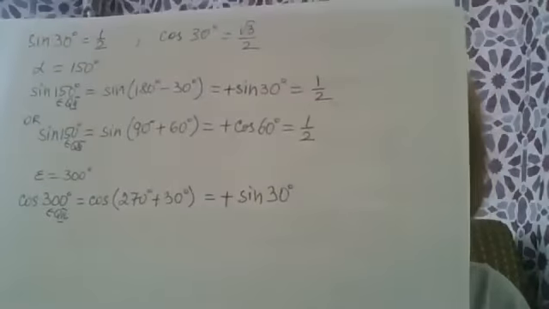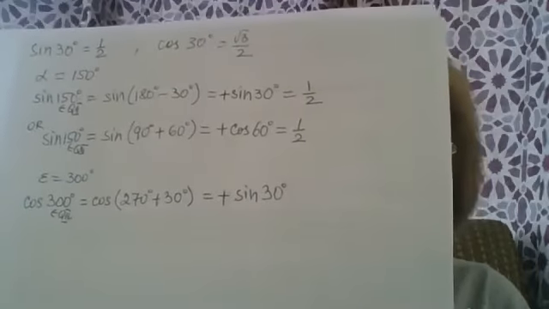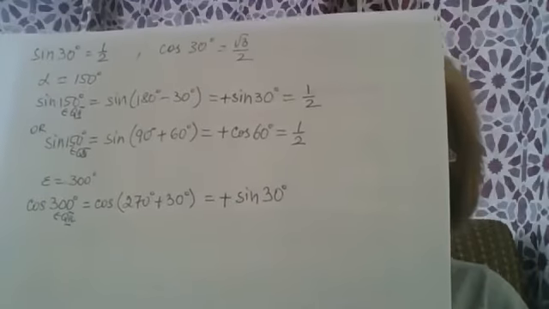Changing the name. We had cosine. Now we need to switch to which function? Sine. Right. And it will be sine of the reference angle. I don't mind what I have in parentheses, plus or minus. So practically, according to this method, cosine of 300 degrees should be equal to sine of 30 degrees.